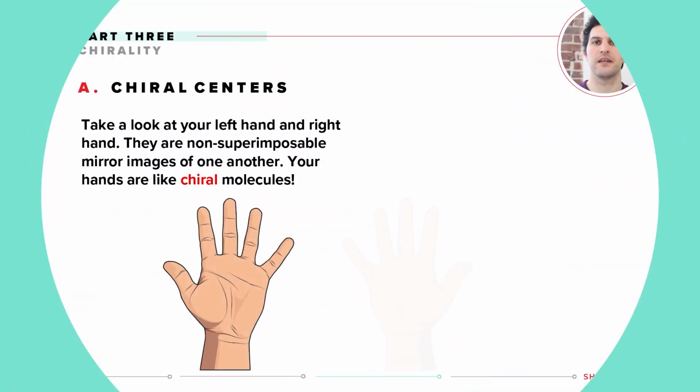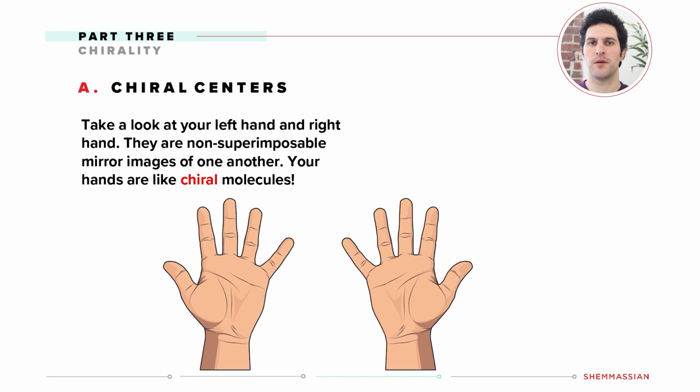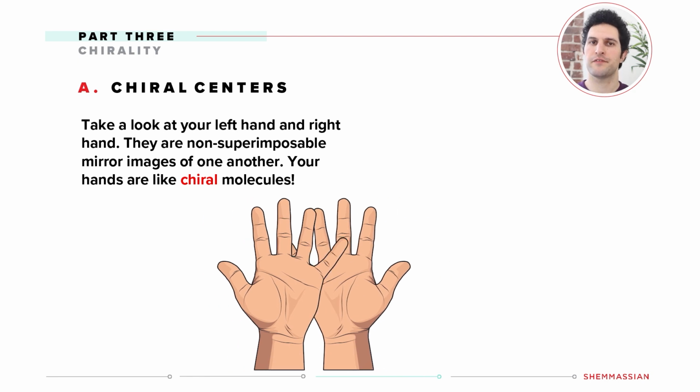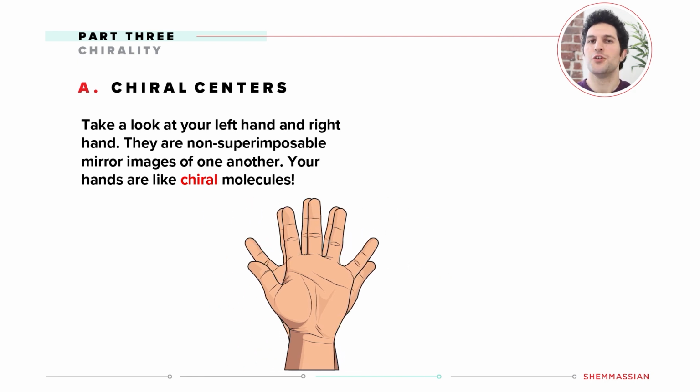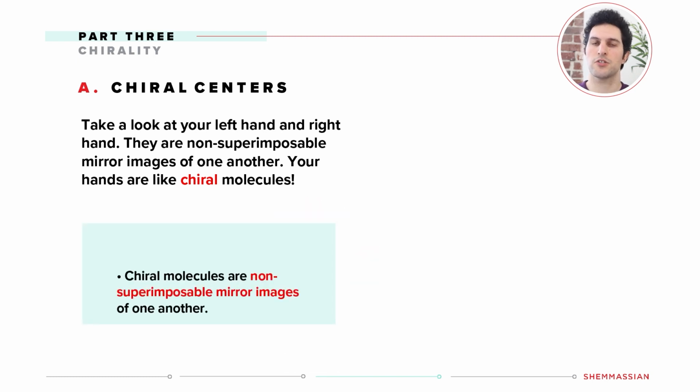Look at your left and right hands. With both palms facing up, place your left hand on top of your right hand. You will see that your hands are non-superimposable. The pinky of your left hand aligns with the thumb of your right hand rather than matching congruently. Your hands are like chiral molecules. Chiral molecules are non-superimposable mirror images of one another.